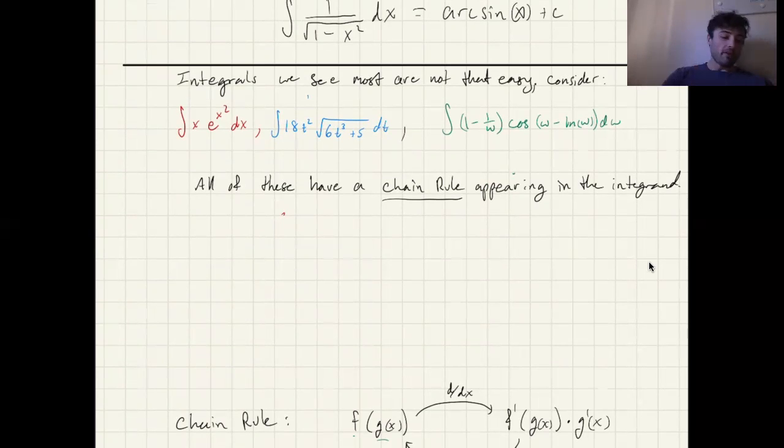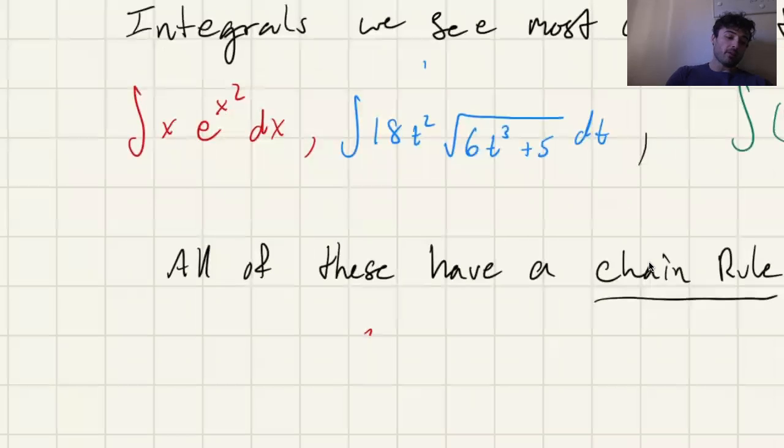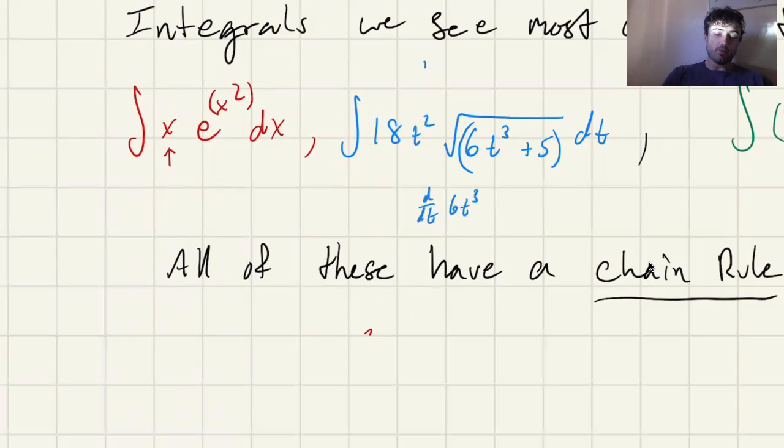All right, so what do all three of these integrals have in common? Somewhere within them, there is a function whose derivative also appears. And that is a sign that a chain rule is happening. So similarly here, if I were to take the derivative of 6t cubed plus 5, I get 18t squared, and that's exactly what's here.